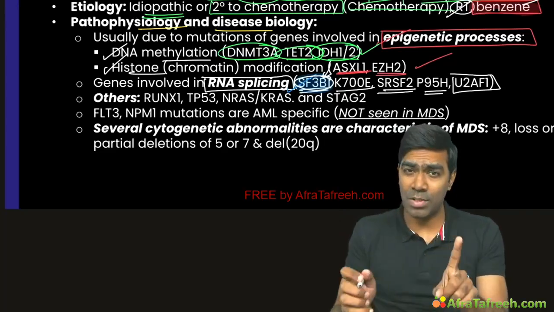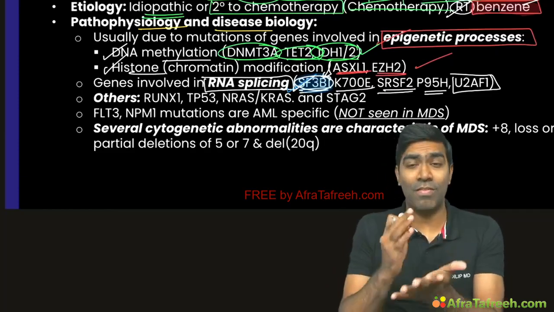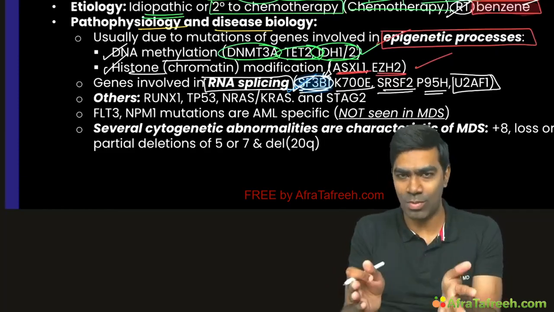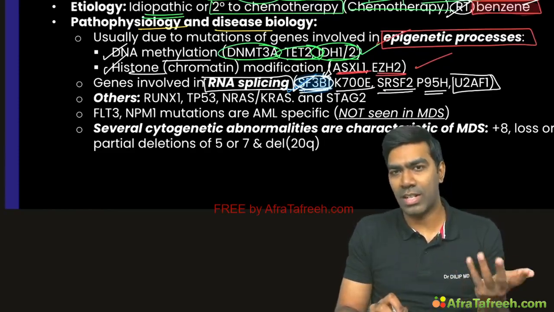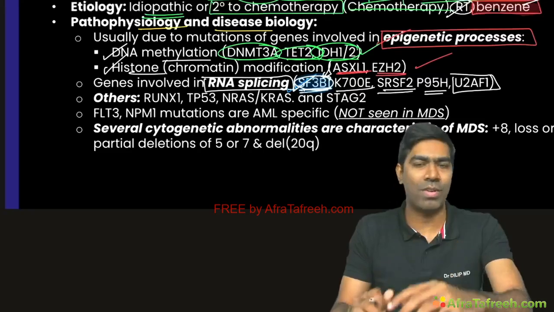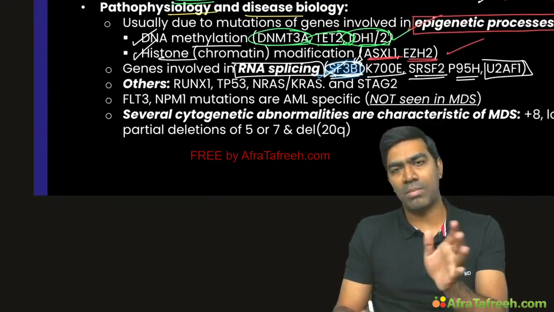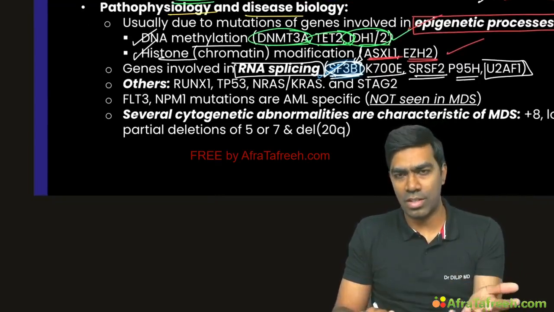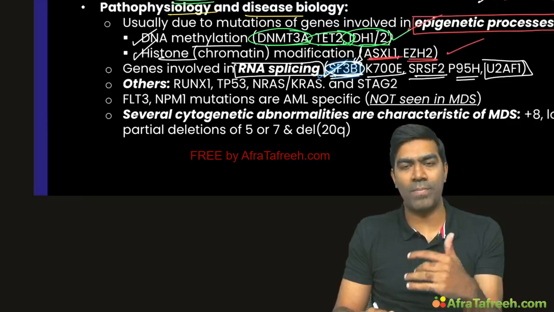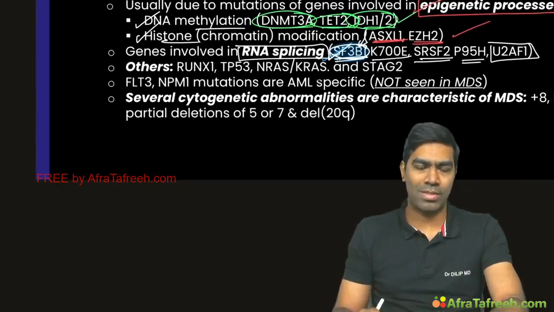The only exception for that rule is SF3B1 mutations. With SF3B1 mutations, even 5% ringed sideroblasts is enough to make a diagnosis of MDS with ringed sideroblasts. So that's why the cutoff will be different for SF3B1 mutation. So let me repeat the genes again: DNMT3A, TET2, IDH1/2, ASXL1, EZH2, SF3B1, SRSF2, and your U2AF1 mutations.